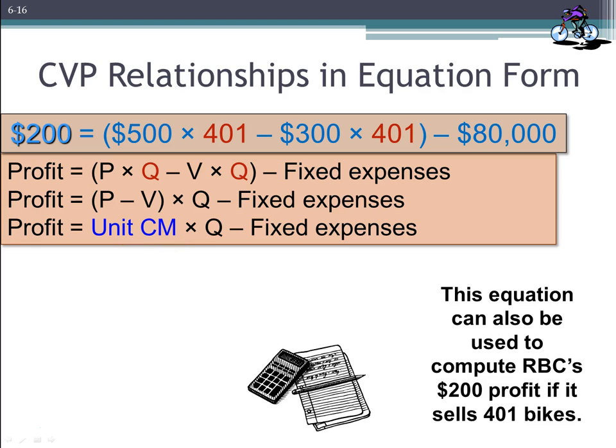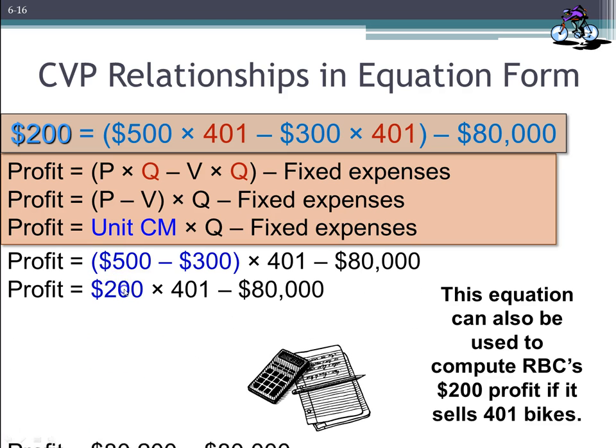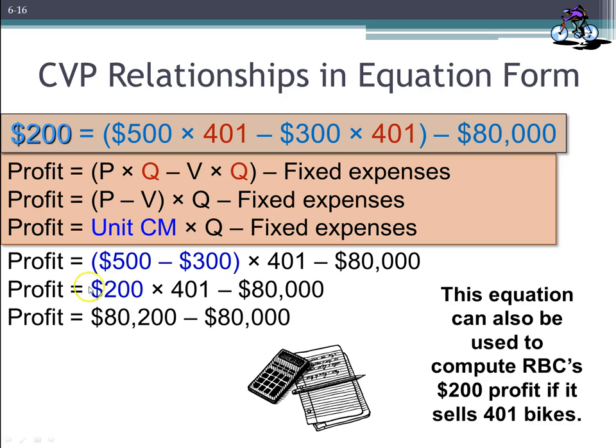Unit contribution margin. So if we know what the unit contribution margin is and multiply that by the quantity of bicycles sold or whatever units we are selling, subtract out the fixed expenses, we get to the exact same place. So we can really save a lot of steps just by knowing that contribution margin on a per unit basis. Plug in those very same numbers if we know what the unit contribution margin is, which is $200 times 401 units that we've sold. That comes out to $80,200. Subtract out our fixed expenses, and of course we come up to that same profit number of $200.